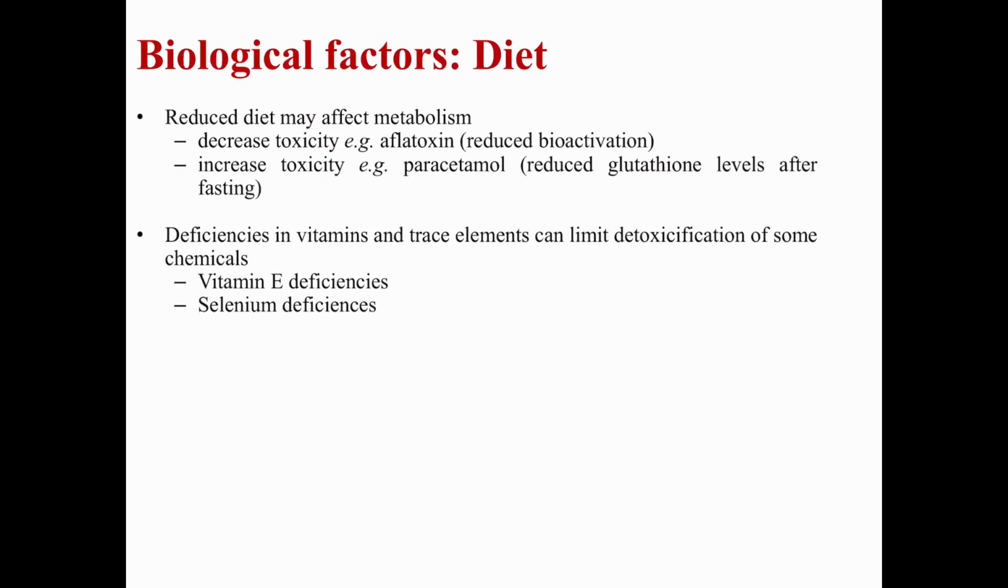Finally, there are some biological factors that can affect individual toxicant metabolism, including diet, disease state, and age. Reduced diet may affect metabolism. It may also decrease toxicity in some cases, for example with aflatoxin, where there is reduced bioactivation. Alternatively, it may increase toxicity, as with paracetamol, as there are reduced glutathione levels after fasting. Sometimes deficiencies in vitamins and trace elements can also limit detoxification of some chemicals. Examples of this include vitamin E or selenium deficiencies.